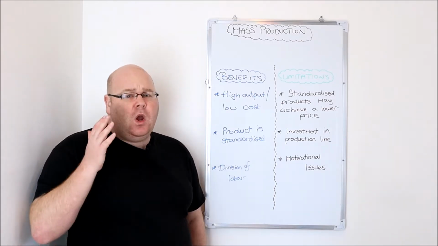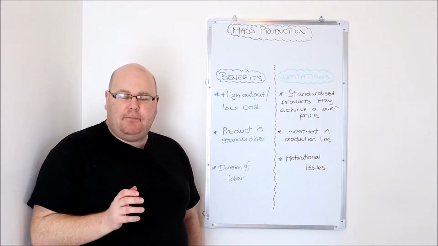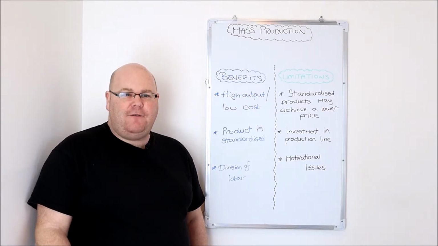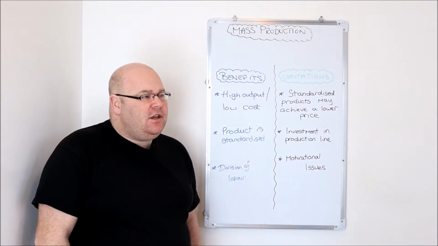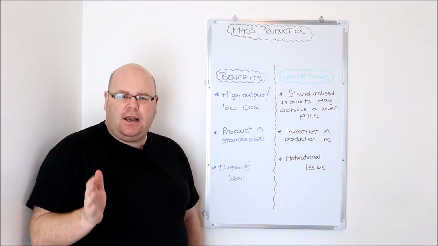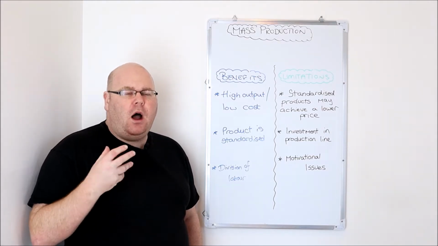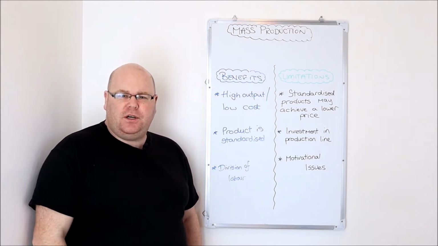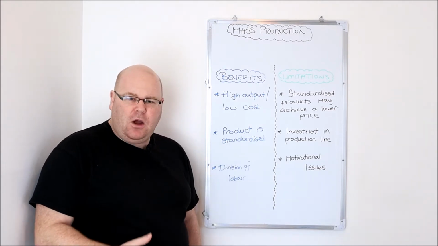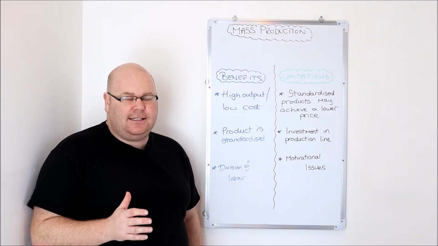Now, mass production has some very distinct benefits and challenges that come with it that we might need to know about for exam questions. So the first benefit is, of course, now we can produce on a much larger scale. Mass production is a quicker, more high volume method of production. Imagine items literally tumbling off the production line and each one is identical to the last.